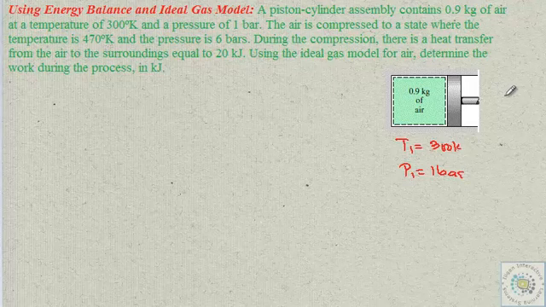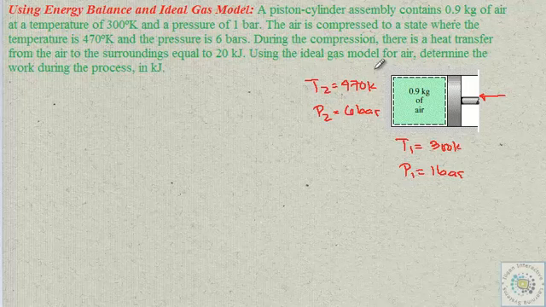So meaning the surrounding will do work to your system, will push the air inside so that the pressure is supposed to increase. T2 is now 470 Kelvin, and P2, the pressure, has now increased to 6 bar. Of course we know that if it is compressed, the volume will also change, right?